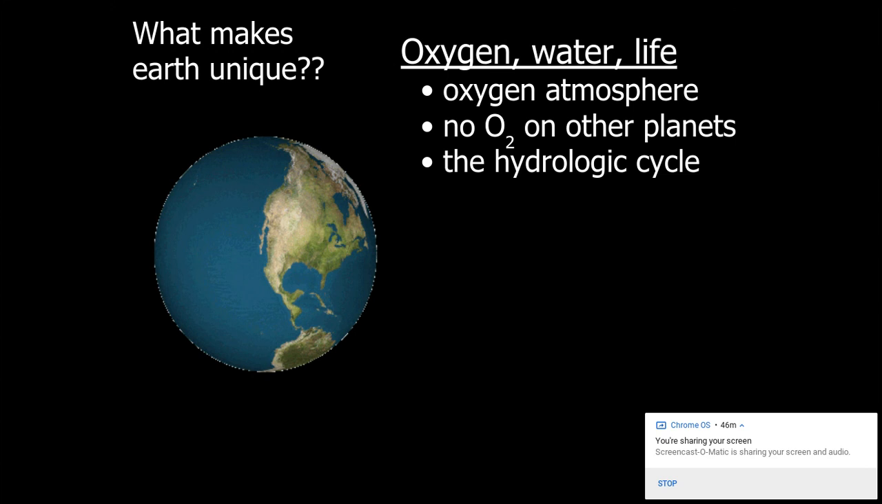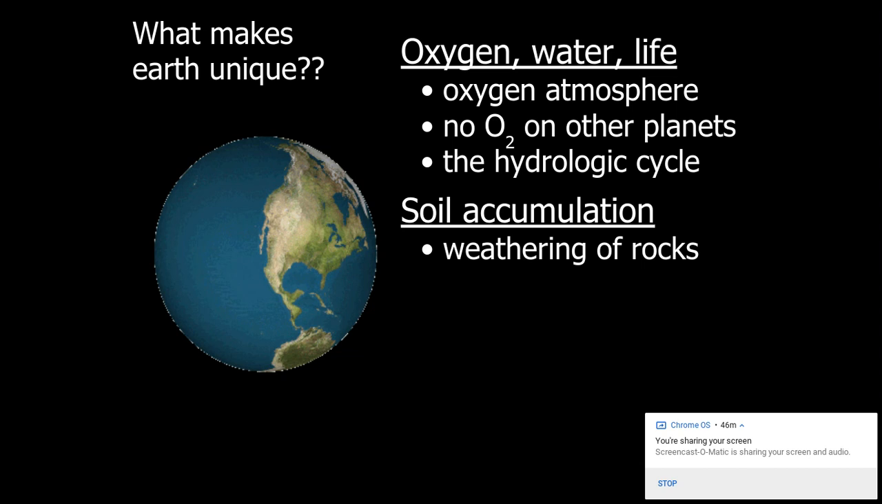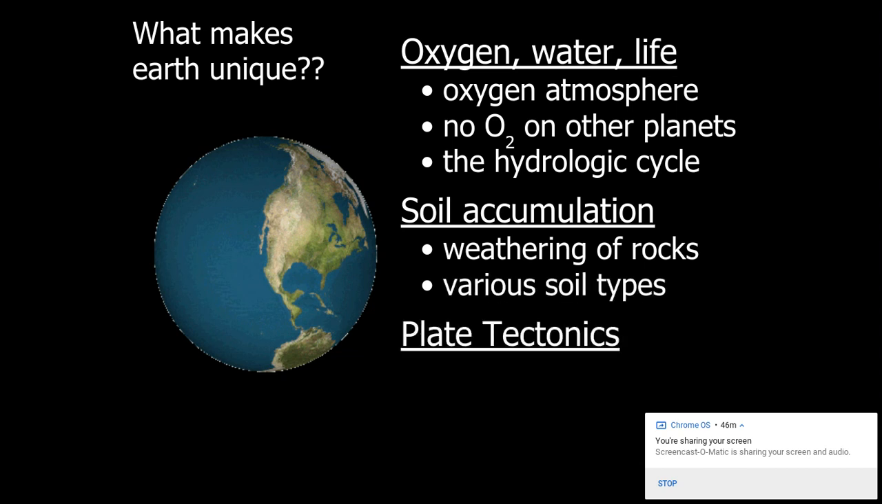We have what we call the hydrologic cycle. So because water can exist in all three phases, we have a cycle in which water is continually cycled between each one of the phases, again, allowing life to exist as we know it. Because of the hydrologic cycle, we have weathering processes where we have chemical alteration and physical alteration of Earth material, creating soil accumulation, which again, resulting from weathering of rocks, creating various types of soil.